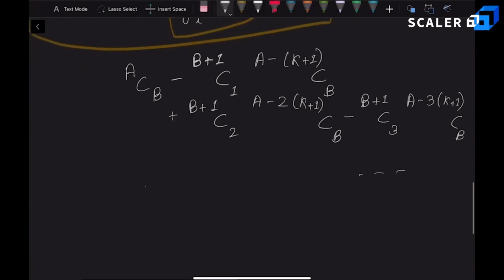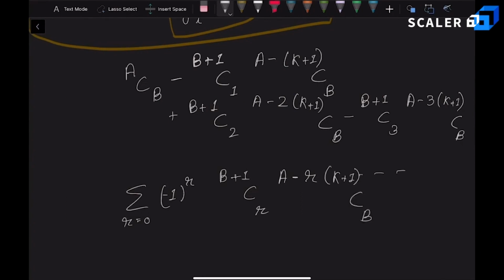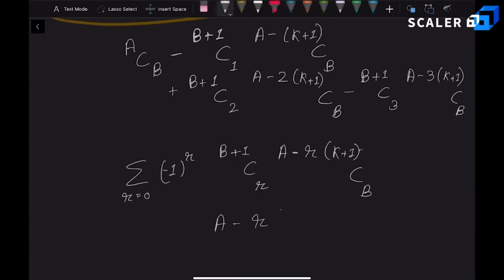So we can write this as (-1)^r, where r is from 0 to some upper bound, which we'll find here, and this will be C(b + 1, r) into C(a - r(k + 1), b). So this will be our formula for a given k. And now what will be the upper bound? We want a - r(k + 1) to be greater than or equal to b for this to be valid, otherwise nCr will be 0. So the value of r will be less than or equal to (a - b)/(k + 1). So the upper bound is (a - b)/(k + 1).